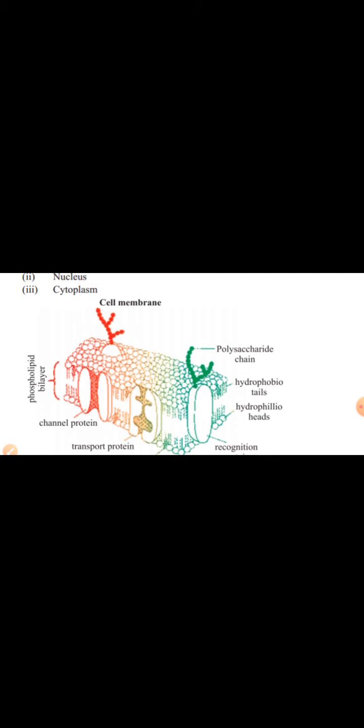Here you see the plasma membrane structure as observed under the electron microscope. As we see, it is made of phospholipids. It is made of two layers of lipid, a bilipid layer, within which proteins are embedded like a sandwich.